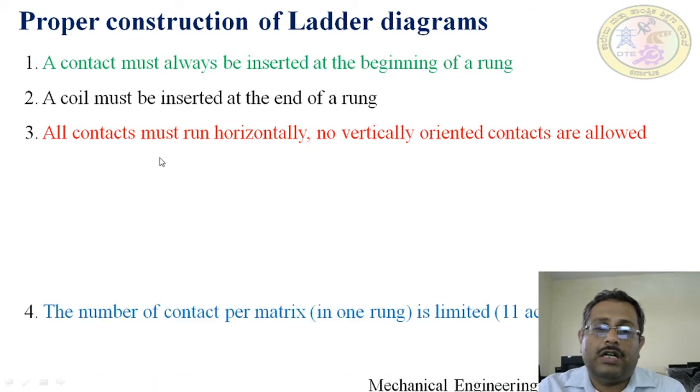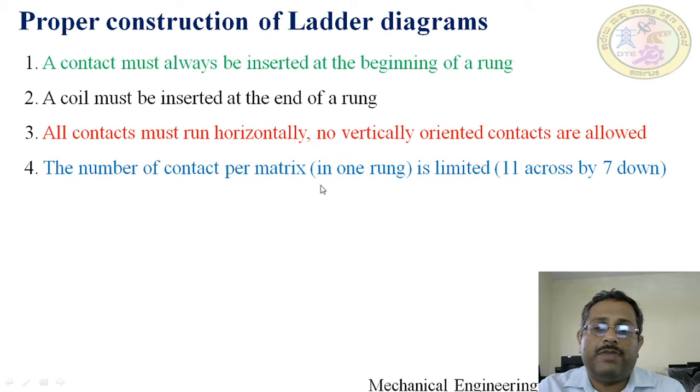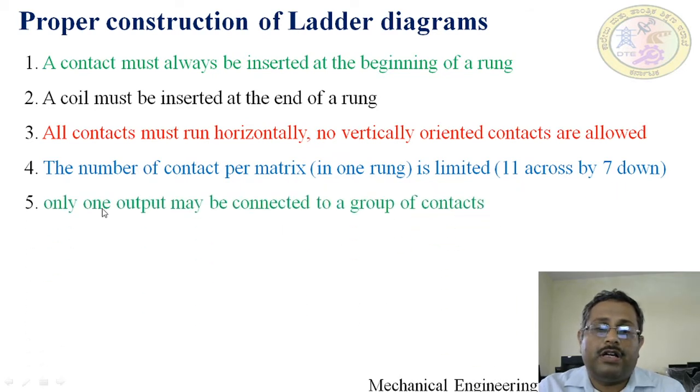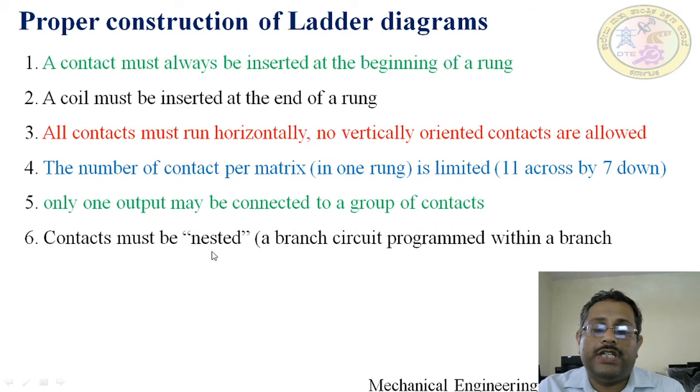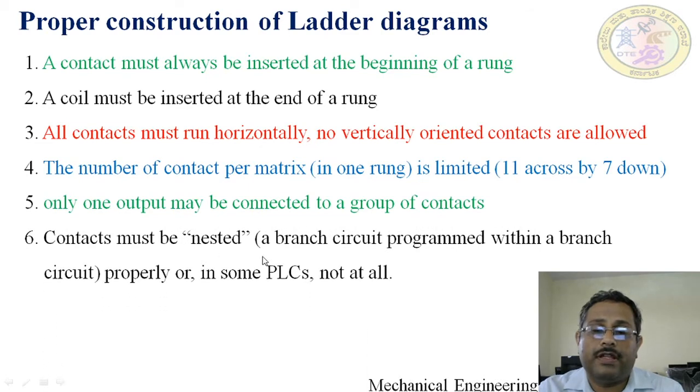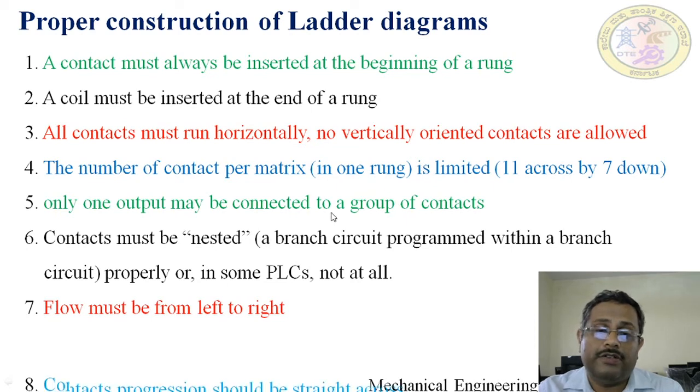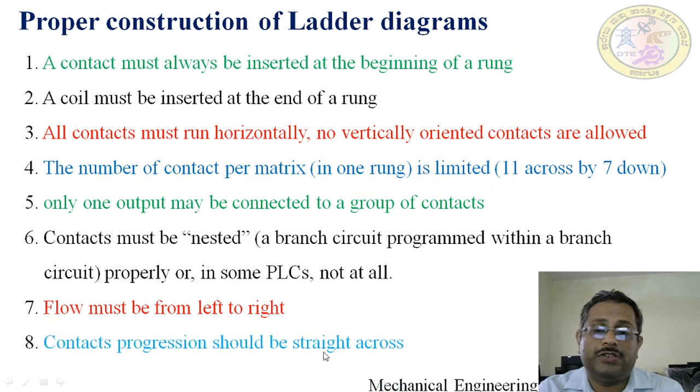And the number of contacts per matrix is limited to 11 across by 7 down. And only one output may be connected to a group of contacts. And the contacts must be nested. And flow must be from left to right. Already I told you the power will flow from left to right and rung to rung. The contact progression should be straight across. It will go from left to right, then top to bottom.